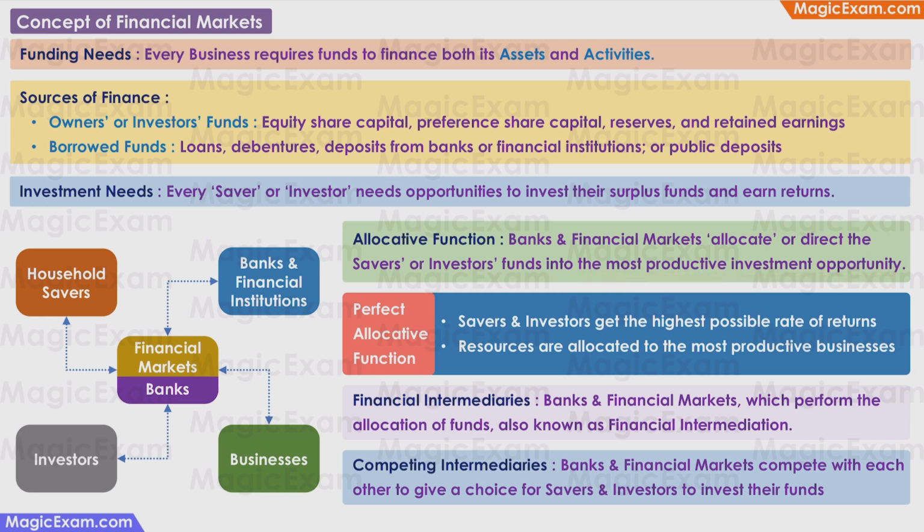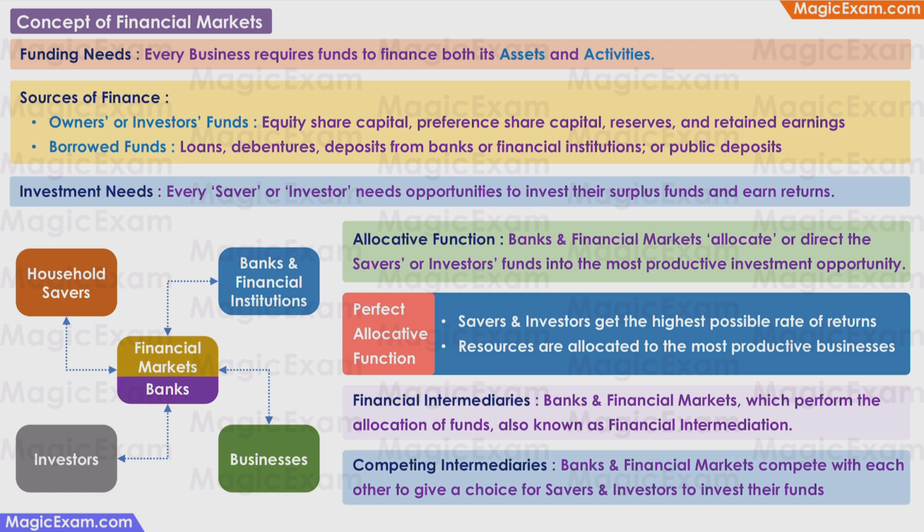Here, banks and financial institutions are both financial markets and they are also investors. As financial markets, they collect deposits from savers and provide loans to businesses which need money. So, banks perform an allocative function. As investors, banks may invest in various companies as shareholders, which is why some banks are also called investment banks.